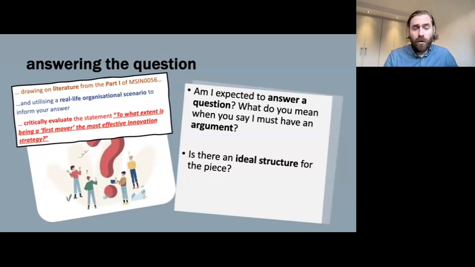If you don't know what your answer is, or what your general feeling is based on what we've spoken about in the lectures and seminars, then the chances are you're going to write a series of mini essays and never really answer the question. So that is where you want to begin. When you have an argument, that is the story that you tell in relation to that italicized part: to what extent is being a first mover the most effective innovation strategy?